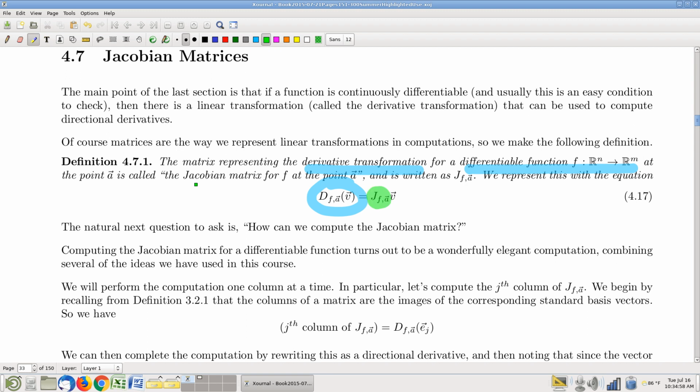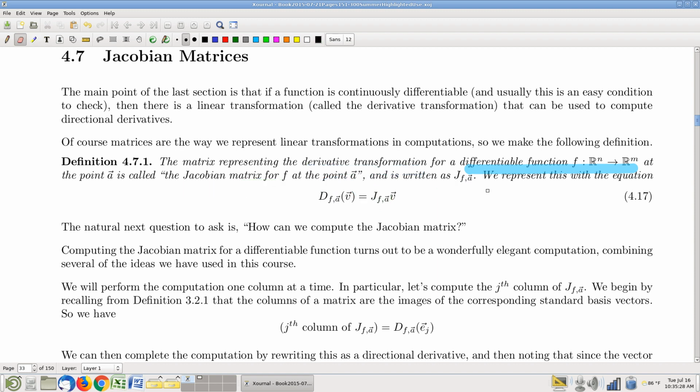The matrix is called the Jacobian Matrix. We represent that with a J and subscripts indicating the function and the point that you're evaluating. That Jacobian Matrix is the tool. That's how you deal with, in practice, the way you actually, hands-on deal with derivative transformations is by their Jacobian Matrix, JF.